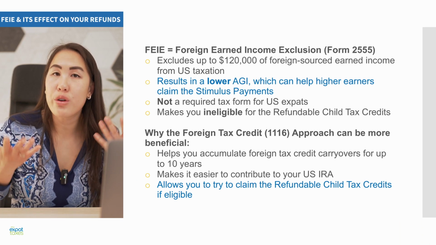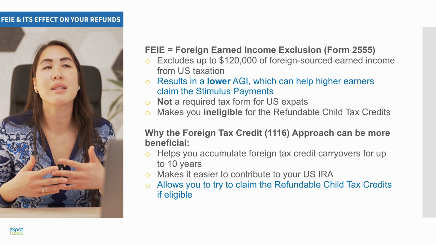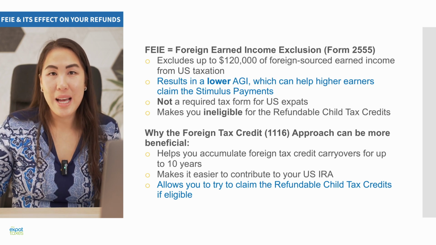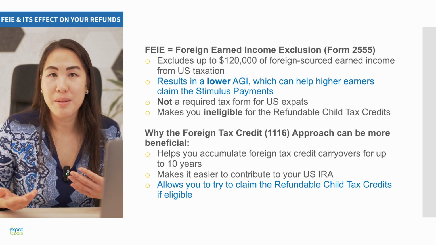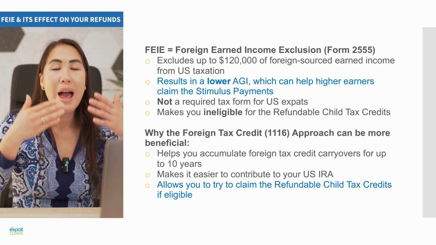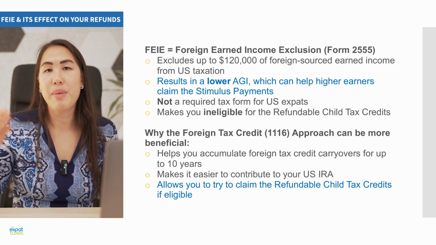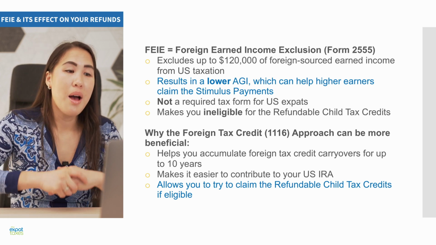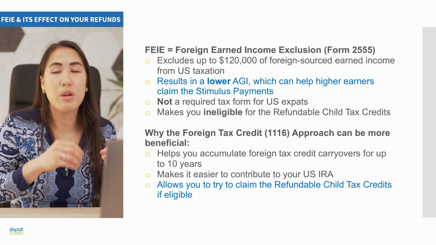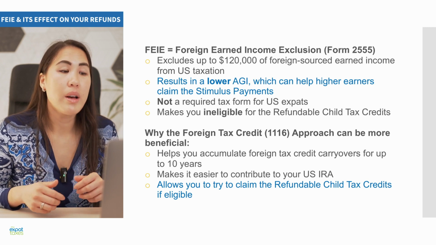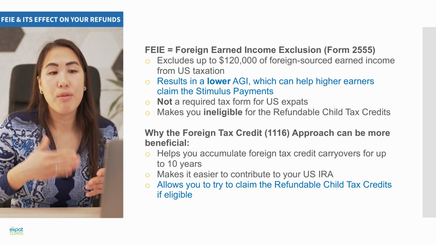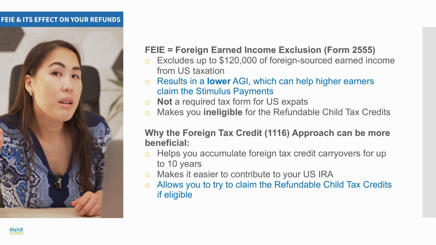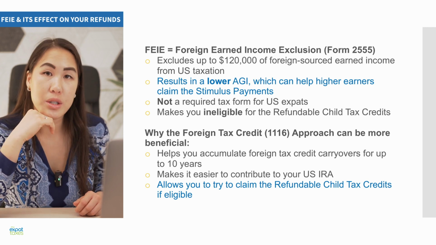It really depends on your situation, and that's why MyExpatTaxes was built to really look at every single taxpayer situation, right, based on your income that you enter in your tax profile, and to optimize it to say what is the best approach to use foreign earned income exclusion, to use foreign tax credit, etc. But in the end, the Foreign Earned Income Exclusion, Form 2555, excludes 120K of foreign source earned income from US taxation. It's great for those that need a lower adjusted gross income.